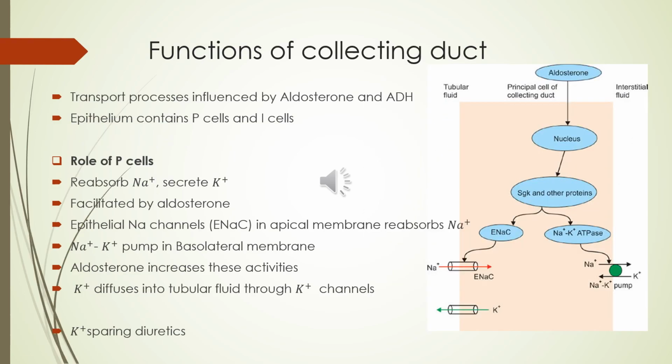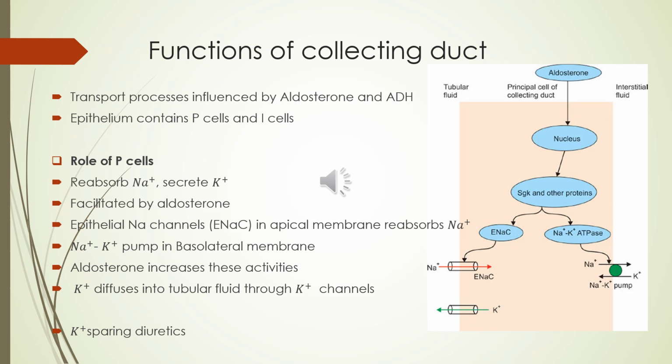Okay. Next is the functions of the collecting duct. The transport processes across the collecting duct are influenced by the hormones aldosterone and ADH. We had learned earlier that the collecting duct consists of P cells and I cells, that is, principal cells and intercalated cells. The role of principal cells is that they help to reabsorb sodium ions and secrete potassium ions. Actually, the potassium ions present in the urine mainly come from the collecting duct, as this collecting duct secretes a considerable amount of potassium ions.